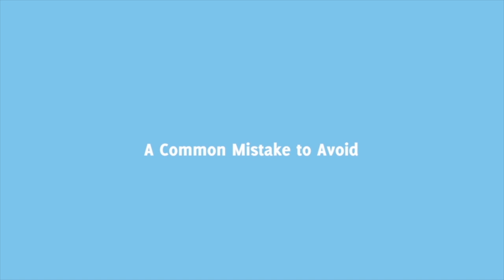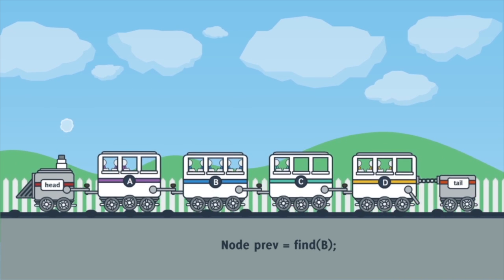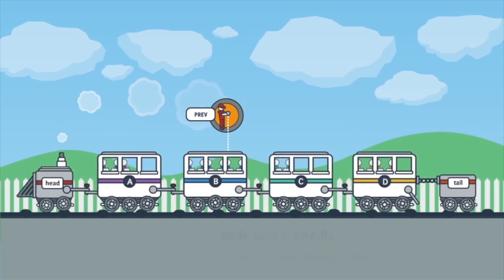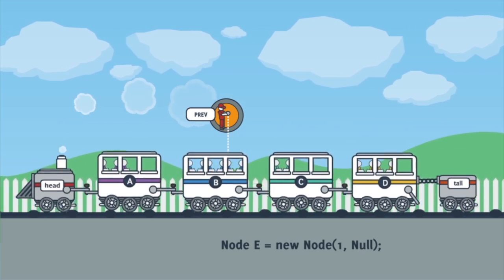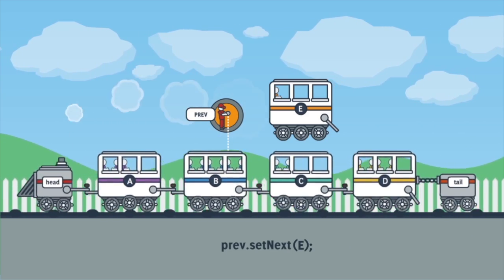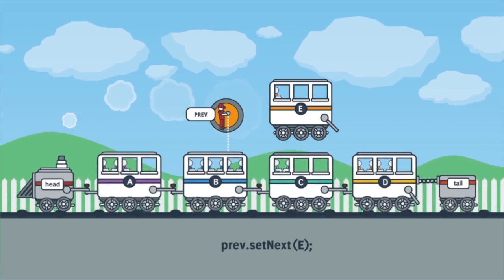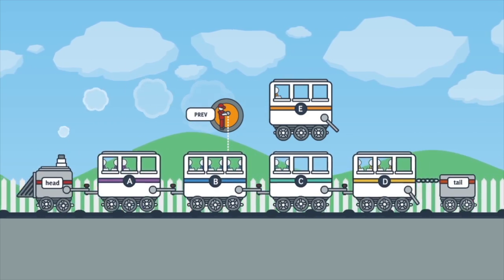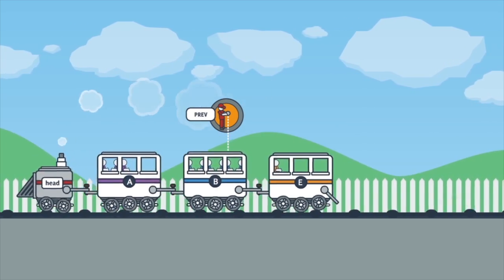At this point, it's worth mentioning a common mistake that people often make when adding a node anywhere to a linked list. Say, for example, you have found the previous node, in this case node B. You then create the new node, node E, having null as its reference. If you were to set the reference of the previous node to link with E before changing E's reference, you would lose all of the nodes that followed B.